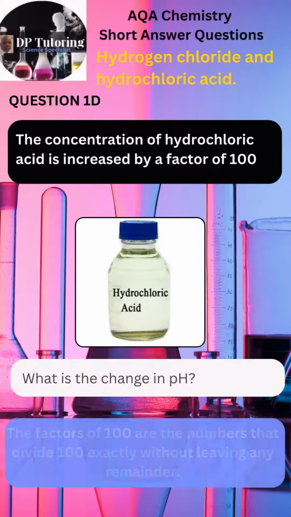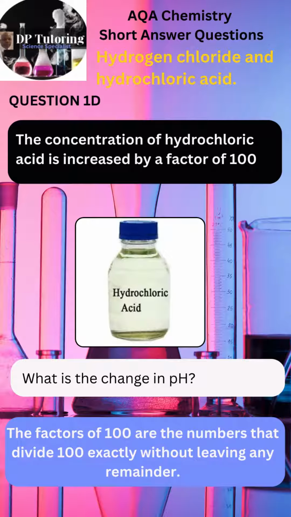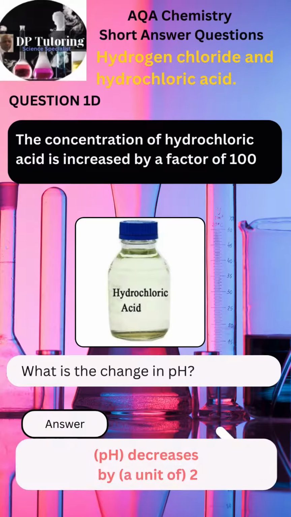The final part of the question informs you that the concentration of hydrochloric acid is increased by a factor of 100. On the screen is an explanation of what the factor of 100 is. AQA asks you, based on your understanding of the concentration increased by a factor of 100, what is the change in pH? The answer would be 1.